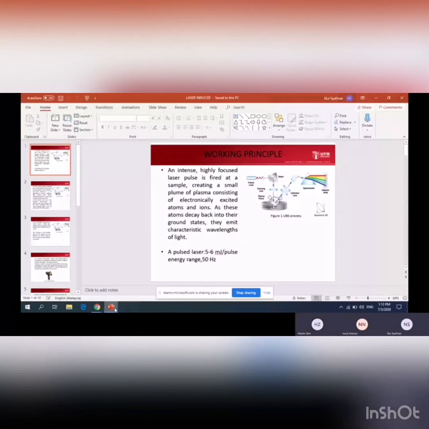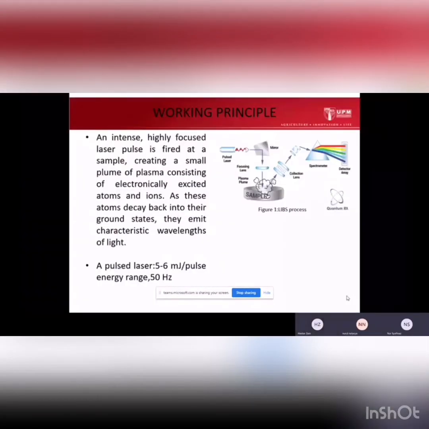So, Natasha just explained about the instrumental design, but the question is, how does the system work by using all those instruments? Generally, a LIBS system consists of a pulse laser. Can you guys see? Pulse laser. Okay, so it is very highly focused.